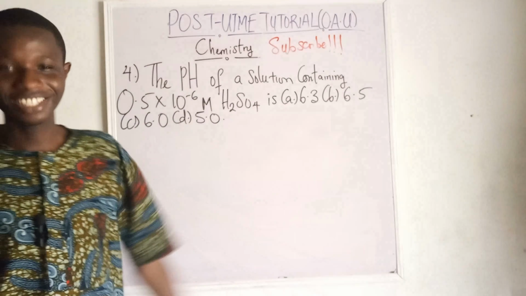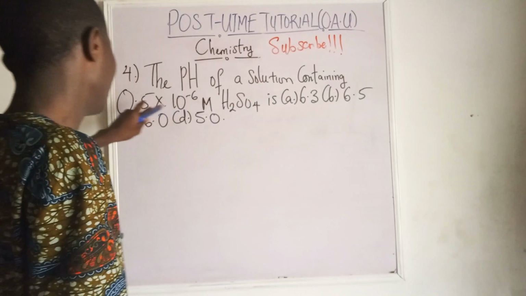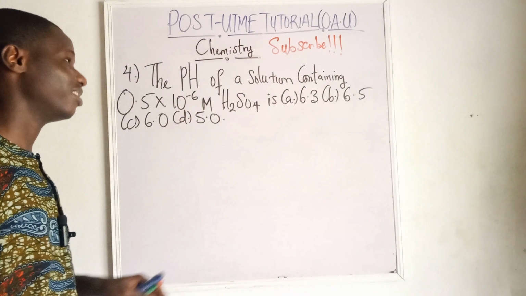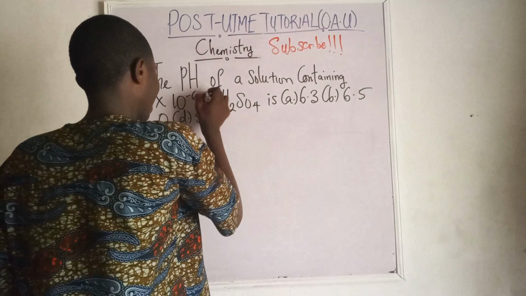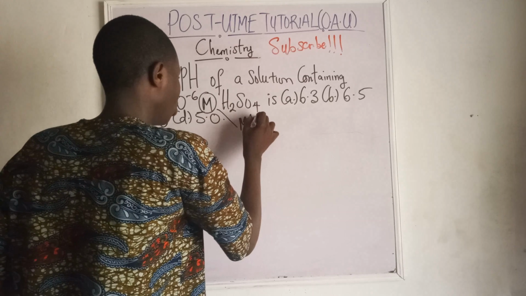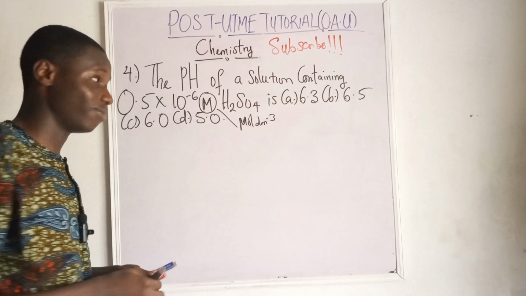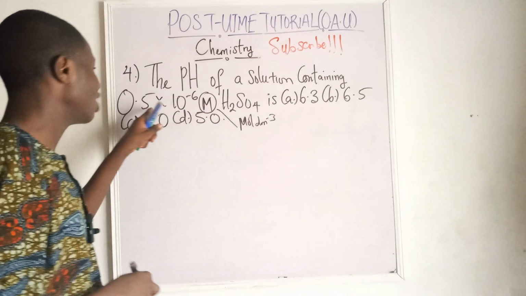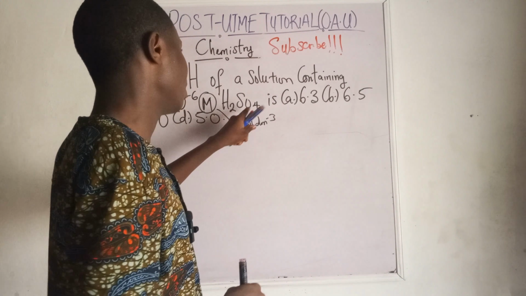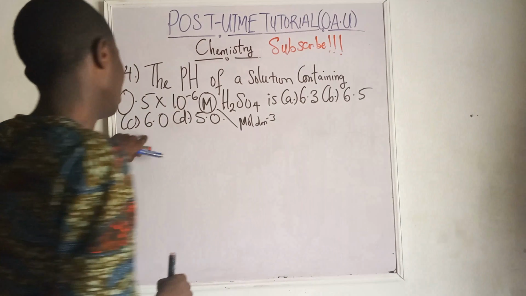Let's get started. The pH of a solution containing 0.5 times 10 to the power minus 6 mole. Now, whenever you see a capital M, it represents mole per dm cube. Please don't be confused. What did I say? It represents mole per dm cube. So the pH of a solution containing 0.5 times 10 to the power minus 6 mole per dm cube H2SO4 is 6.3, 6.5, 6.0, 5.0.